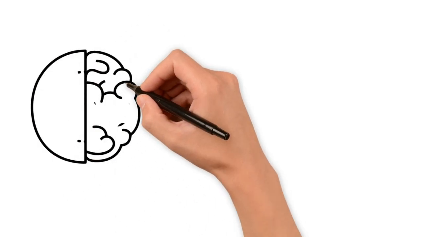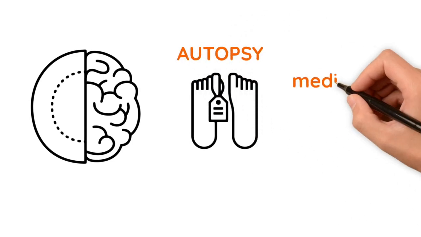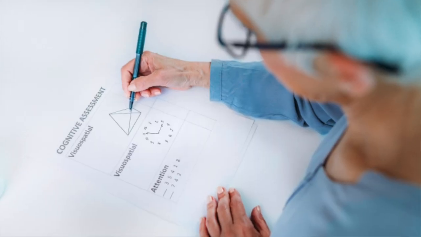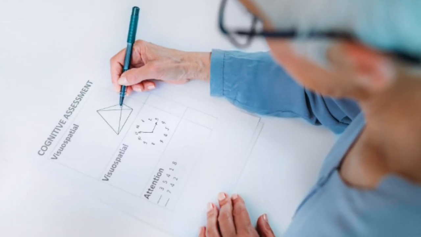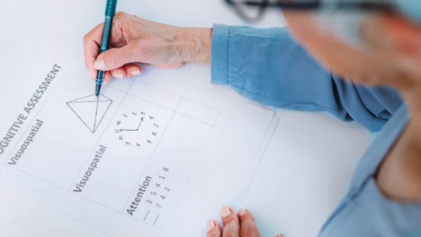Looking for those plaques and tangles that are seen in dementia is really only able to be done on autopsy, which is a medical examination after death. Although there are some brain scans that can be helpful, usually we do a cognitive assessment, such as the Mini-Mental or the MoCA.